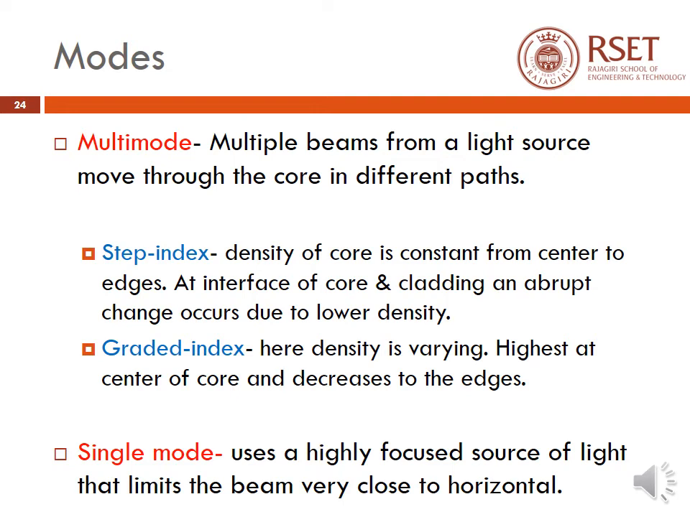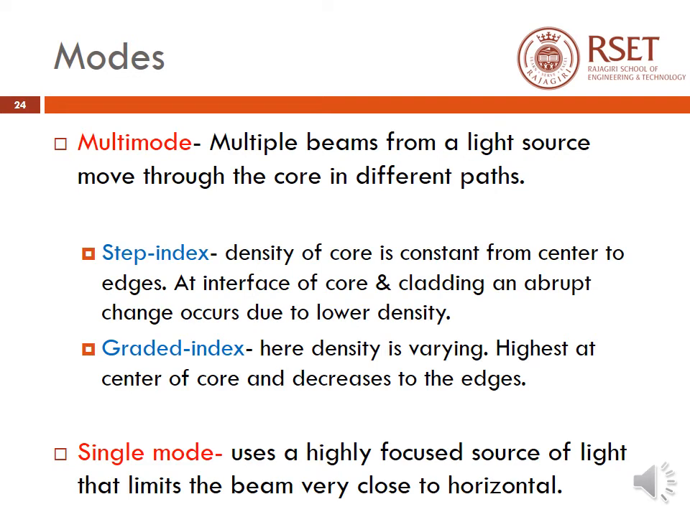The second one is the graded index or multi-mode graded index fiber, where the distortion of the signal is decreased throughout the cable, because the density is highest at the center of the core and decreases gradually to its lowest at the edges, and that is why a lesser amount of distortion is present.